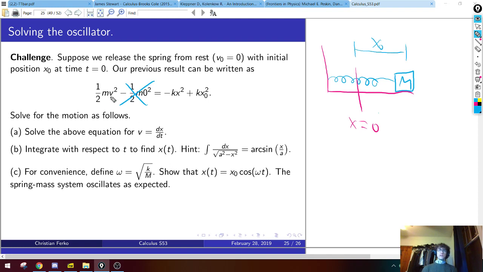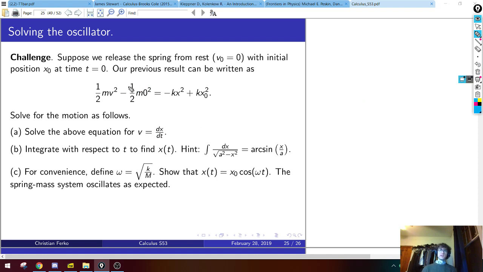And now we're going to try to find v as a function of time, and then integrate with respect to time to get x as a function of time. So we'll do it in a couple steps. So first, step A, the easy step. When this 0 squared goes away, what happens if I solve this equation for v? You multiply the right side by 2 and divide it by m. And then take the square root.